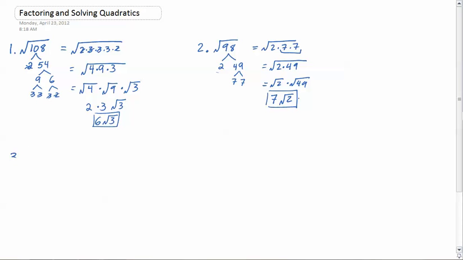Let's go on to number 3. Number 3 is the square root of 56.